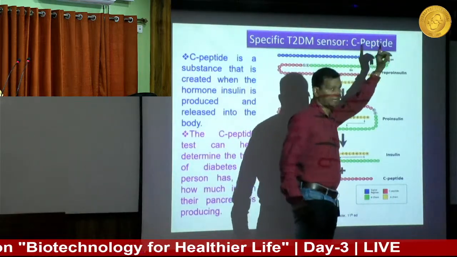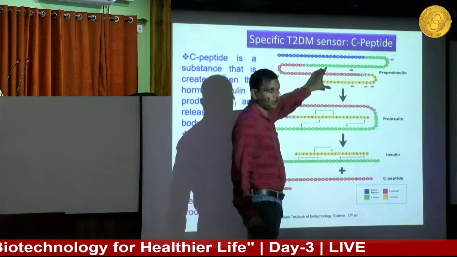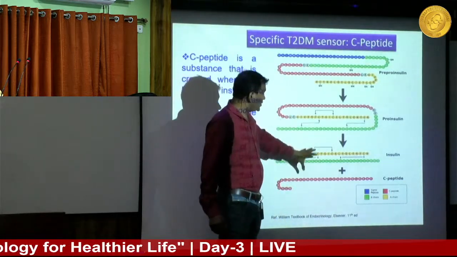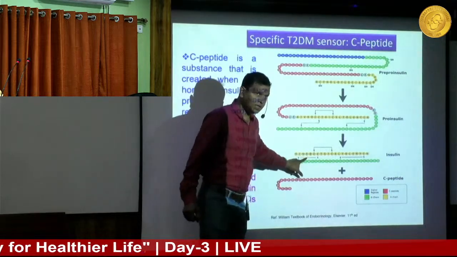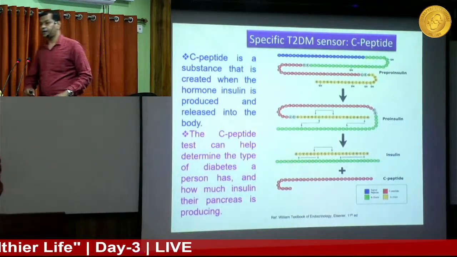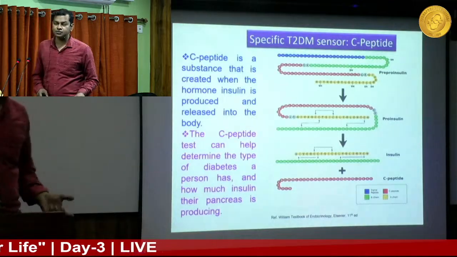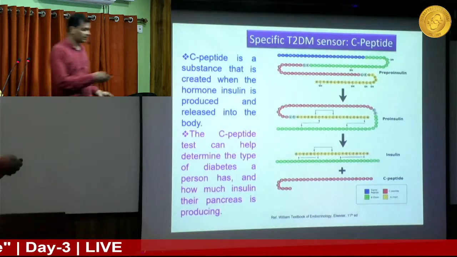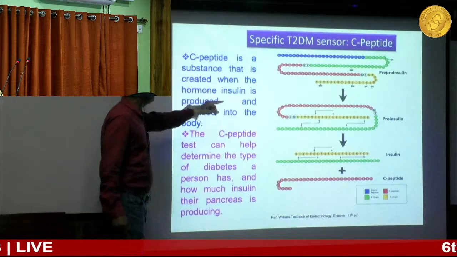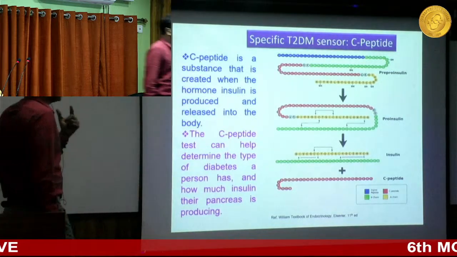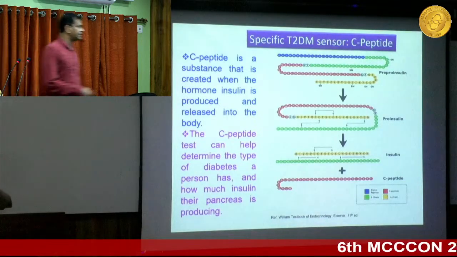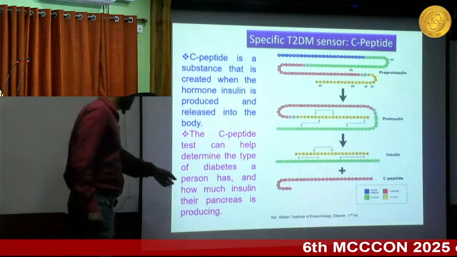The specific type 2 diabetes mellitus sensor is the C peptide. We all know that proinsulin is synthesized, and then proinsulin becomes insulin and C peptide, one molecule of insulin and one molecule of C peptide, and that C peptide is not utilized in our body. It is just excreted through the urine after 24 hours. C peptide is a substance that is created when the hormone insulin is produced and released into the body. The C peptide test can help determine the type of diabetes a person has and how much insulin their pancreas is producing.